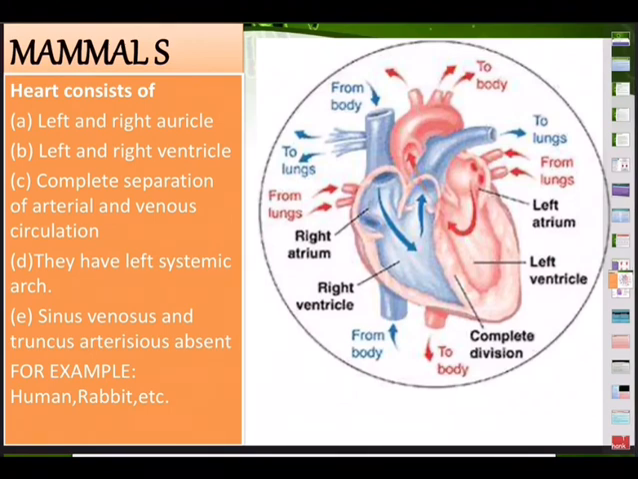Circulation number one, from the heart to different parts of the body, and from different parts of the body back to the heart. This is one circulation. Second, from the heart to the lungs and from the lungs back to the heart. This is the second circulation. So we say in mammals there is double circulation.